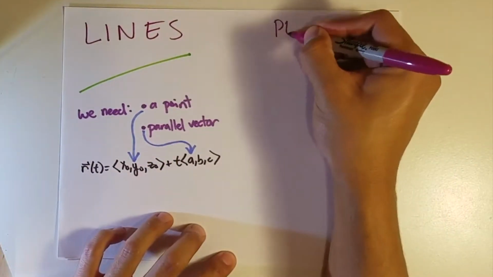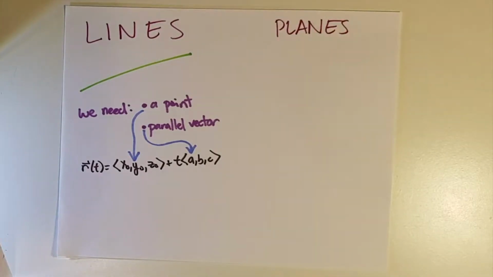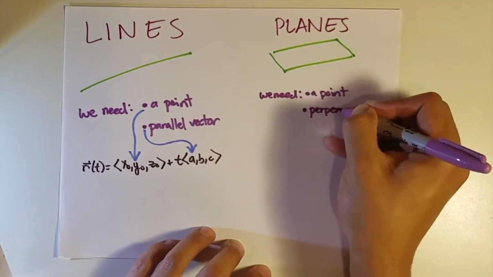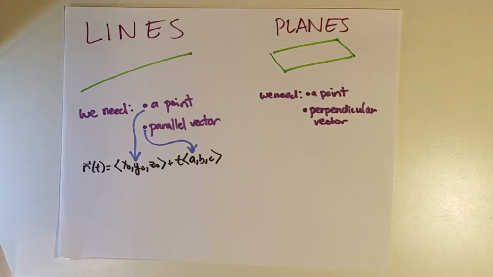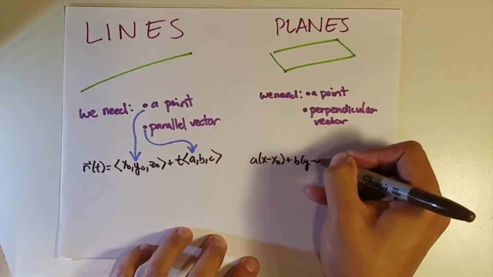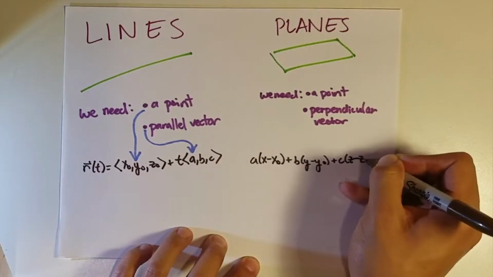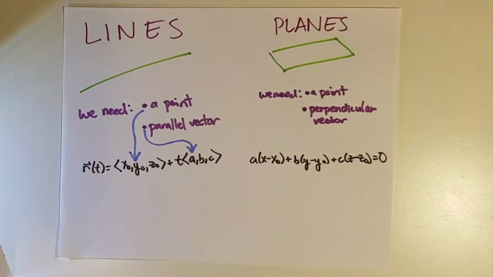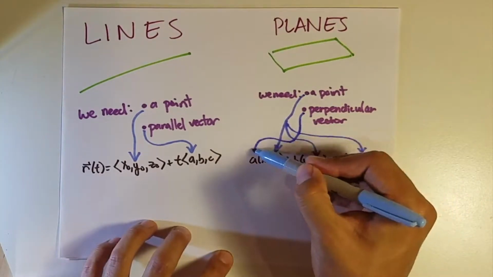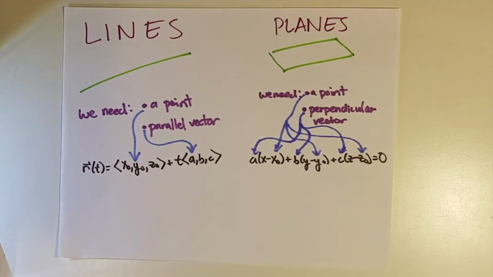Now, let's shift our focus to planes. Say that we have a plane and we want to find the equation that represents it. To do this, we need two puzzle pieces, a point and a perpendicular vector. Once we have these two puzzle pieces, we can put them into this equation. a times (x minus x0) plus b times (y minus y0) plus c times (z minus z0) equals 0. The x0, y0, z0 is the point, and the a, b, c is the perpendicular vector.